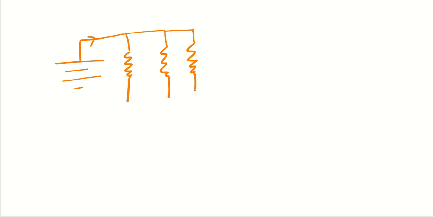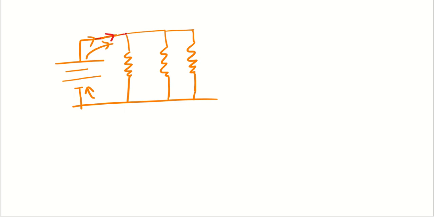Can you please tell me in the comment section whether these resistors are connected to the battery in parallel or in series? If you can't, then let me help you. As you can see, the current flows from the positive terminal to the negative terminal of the battery. The current is going from this side, right?